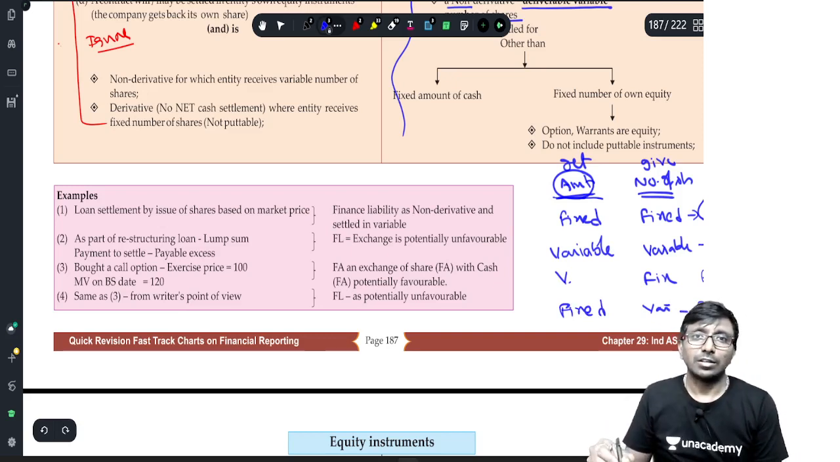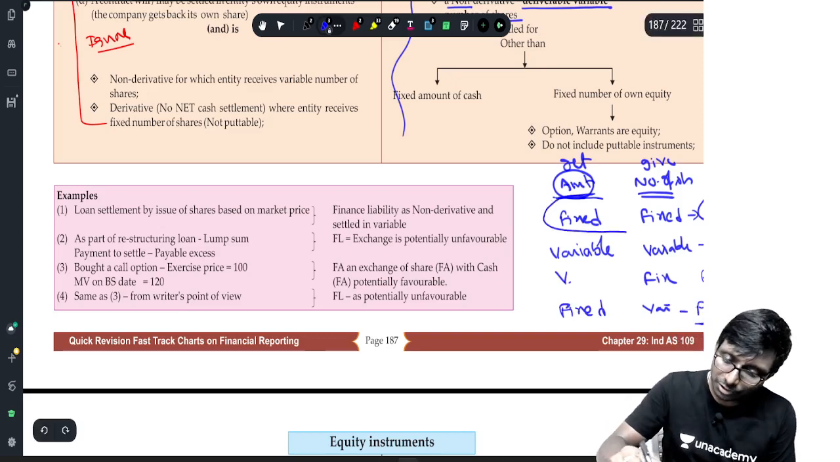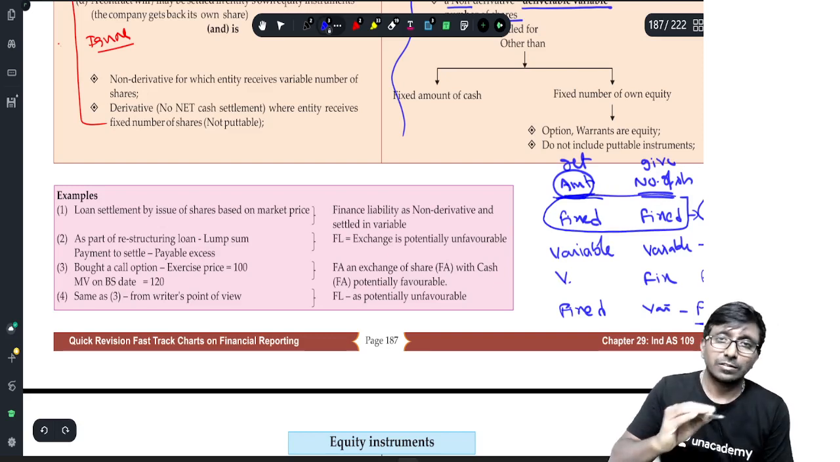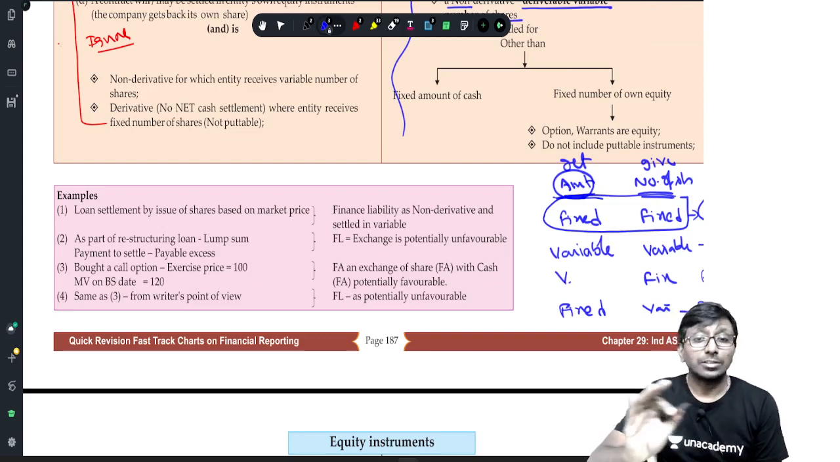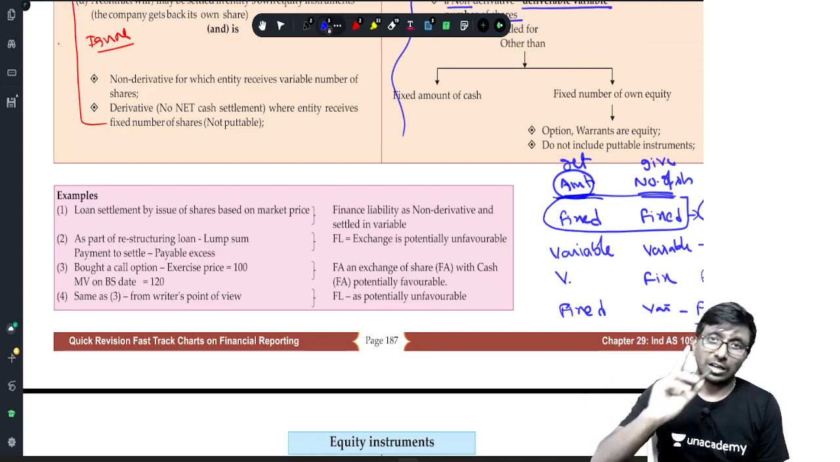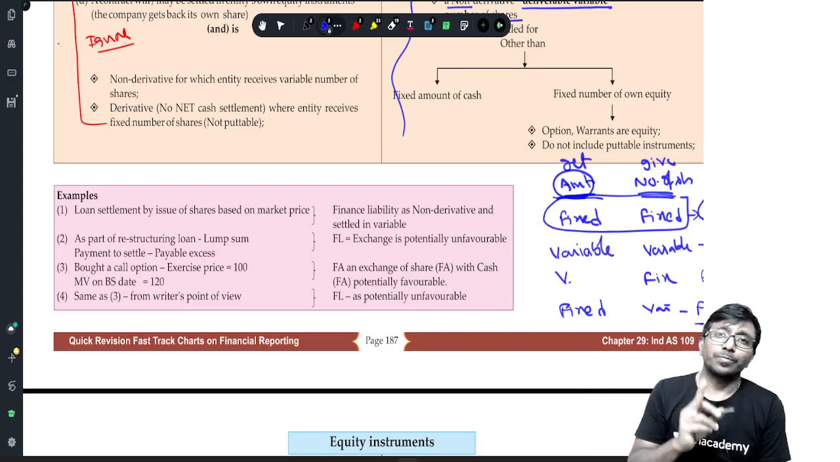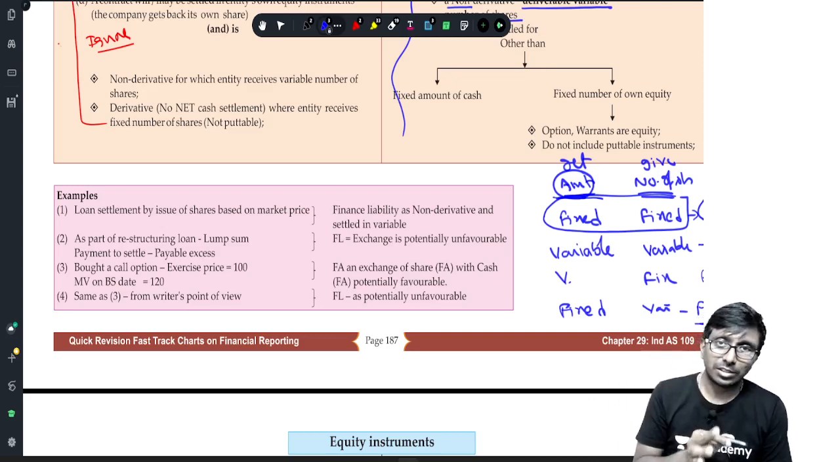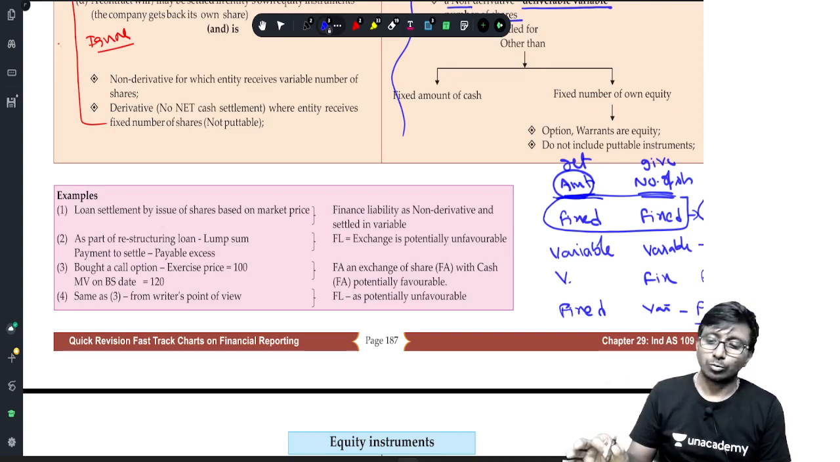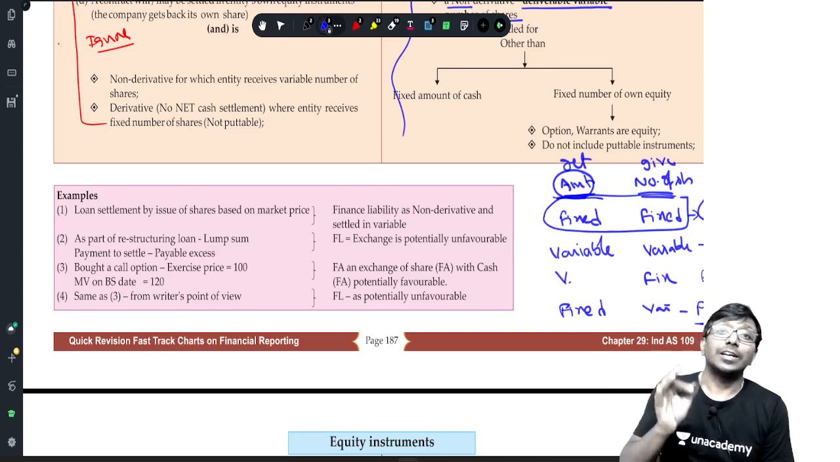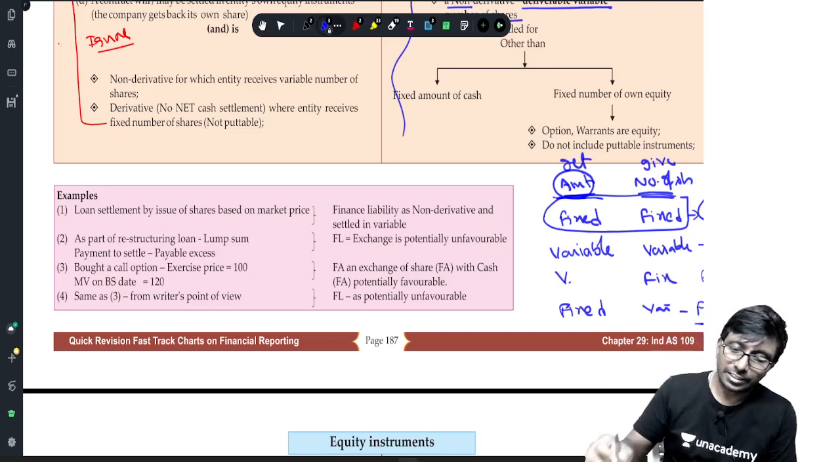It's like that. Only in the combination of fixed comes. Means a fixed amount is receivable, a fixed number of shares are supposed to be issued, a fixed number of shares are supposed to be received. Under that circumstance alone, it is going to be treated as equity, and in all other combinations, it is going to be a financial liability. Is that clear?